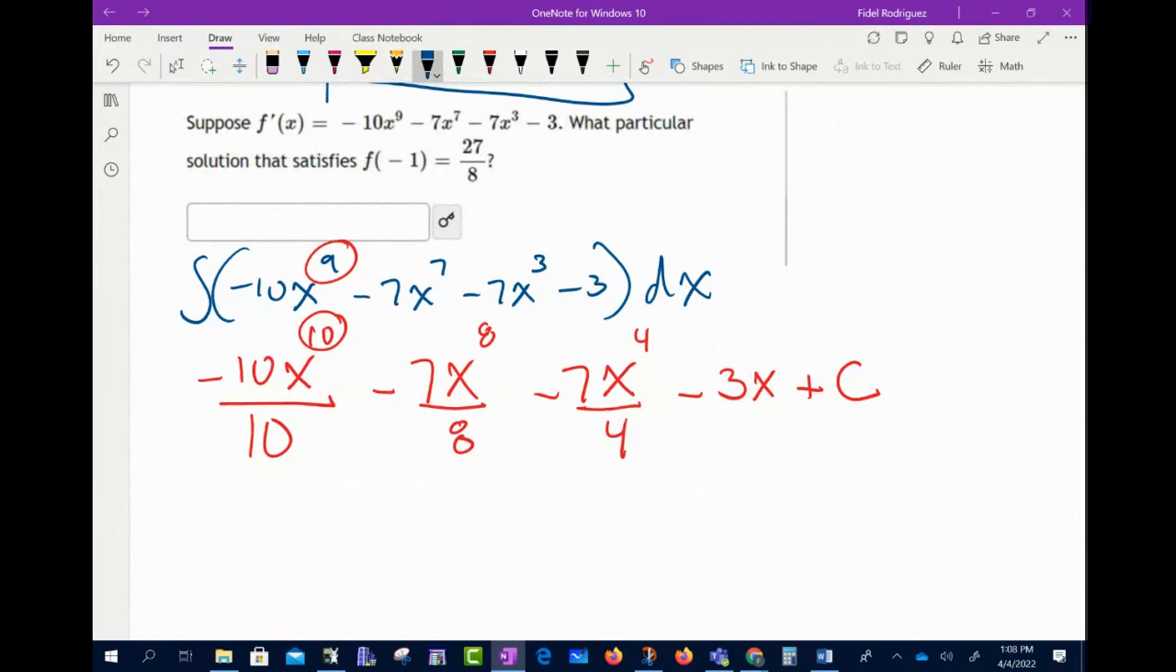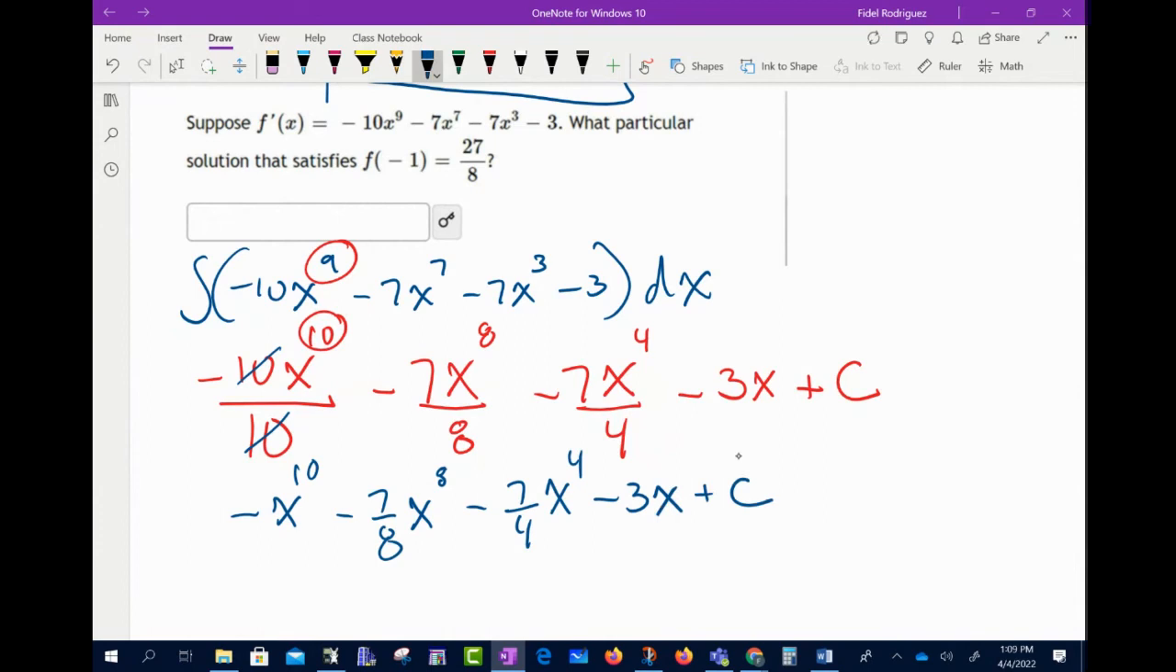Okay, so look, y'all, now that we've done that, let's simplify what we can. And I think the only thing we can possibly simplify are what, just the 10s? So I have a negative x to the 8th minus 7 over 8. Oh, I'm sorry, x to the 10th. Yeah, sorry about that. Oops. I was just making sure you guys were following me. All right, let's see. Negative 7x to the, or negative 7 over 4x to the 4th minus 3x plus c. Okay, look, y'all, that's my original f of x, right? Because we had f prime to begin with, okay?